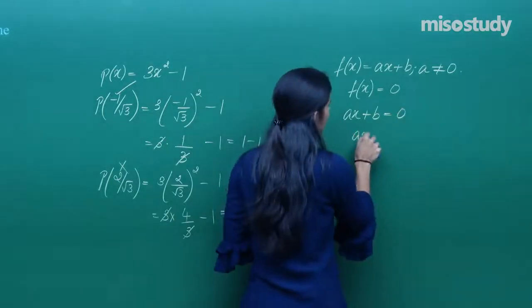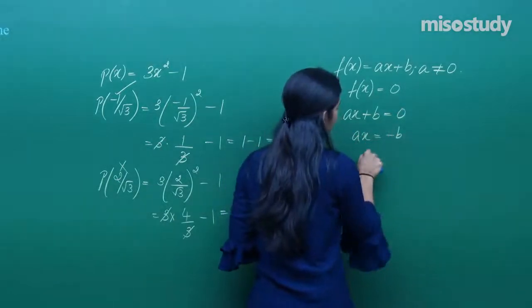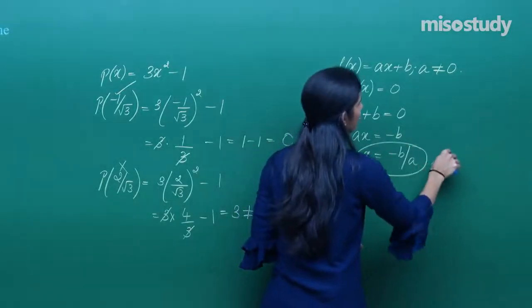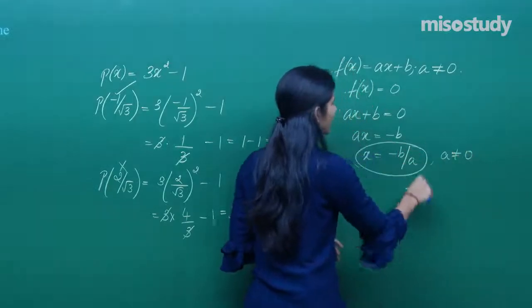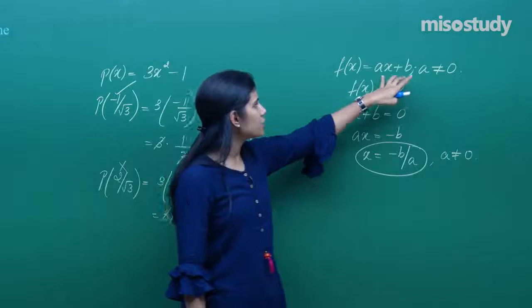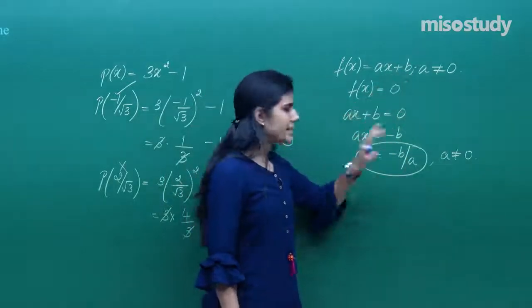That means I want such an x for which ax is equal to minus b. So x is equal to minus b by a. Already a is not equal to 0, so minus b by a is a real number. That single unique real number which can make this polynomial vanish is minus b by a.